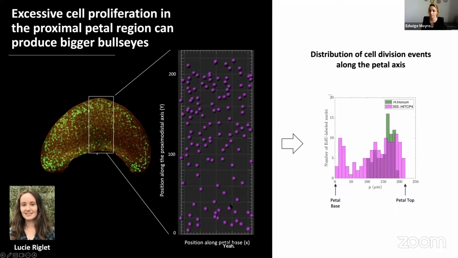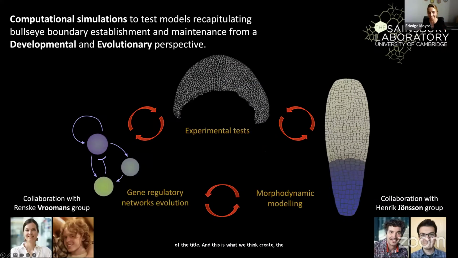But cell proliferation is increased at the base of the petal. And this is what we think creates the increase in size of the bullseye. So what we are doing now is really taking full advantage of the presence of our colleagues at SLCU, who are experts in computational simulation. And we are combining this simulation with our experimental data to really test a model that would explain both the establishment of the bullseye boundary and its maintenance during petal development, both from a developmental viewpoint, but also from an evolutionary viewpoint, and how the network that controls this process can emerge during evolution.